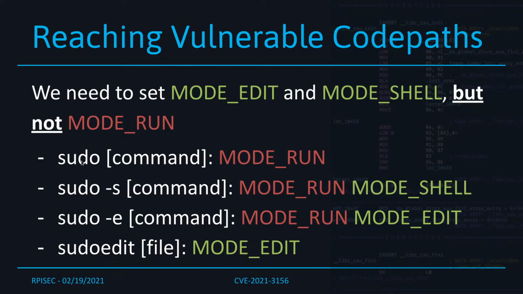And so just to recap, we know that if we run sudo without any flags, we have mode run turned on, but no other modes. If we have sudo -s, then we're going to have mode run turned on, but we're also going to have mode shell turned on. If we run sudo -e, we're going to have that mode edit turned on, but because we have that mode run turned on, that combination means that we'll be triggering that filtering code. And then, of course, we can also run sudoedit, and that's going to turn on that mode edit, but it won't necessarily turn on that mode shell that we also need.